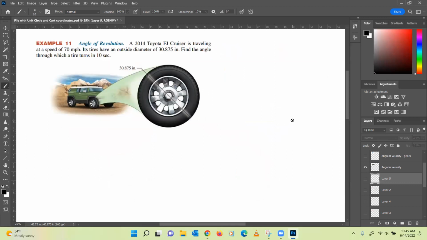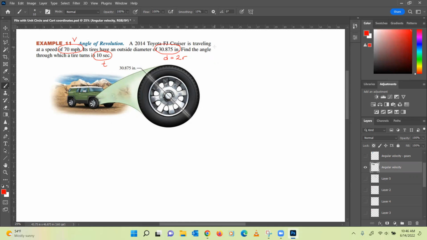We've got a Toyota FJ Cruiser traveling at a speed of 70 miles per hour. Its tires have an outside diameter of 30.875 inches. Find the angle through which a tire turns in 10 seconds. So we're given quite a bit of information here. Let's see what we have that will help us. 10 seconds, that's a time. The vehicle is moving forward at 70 miles per hour. That's a velocity. We have a diameter, so that's d, which equals 2 times the radius. So we've got all of those set up.